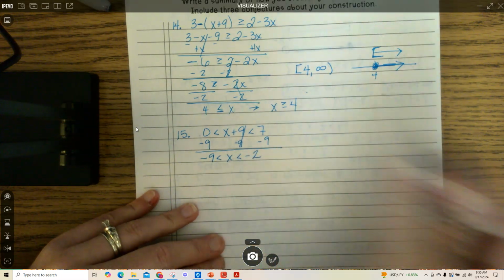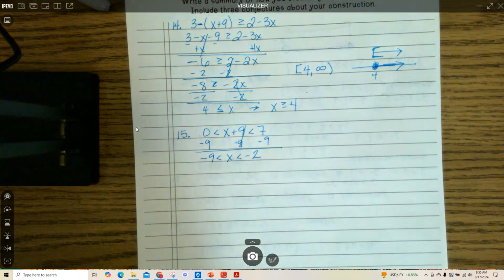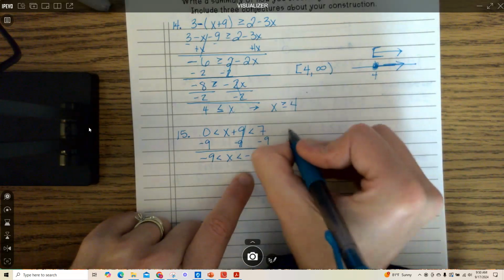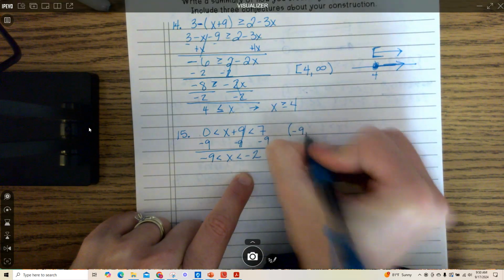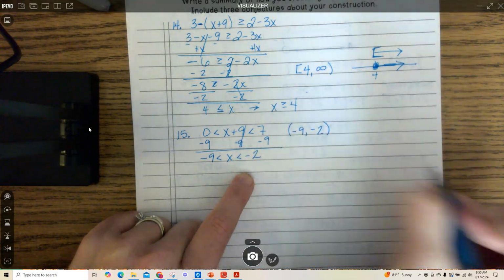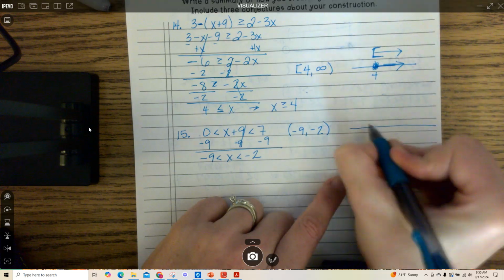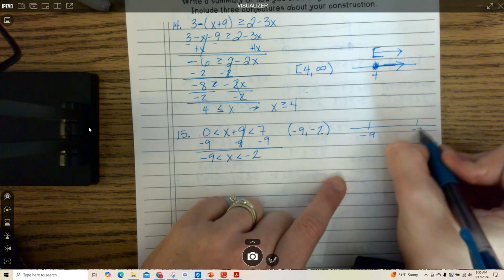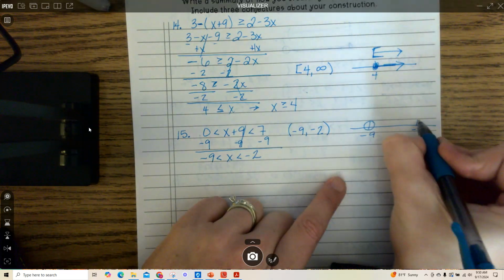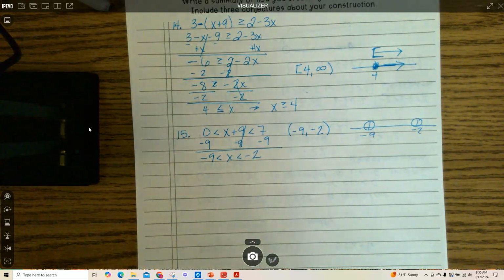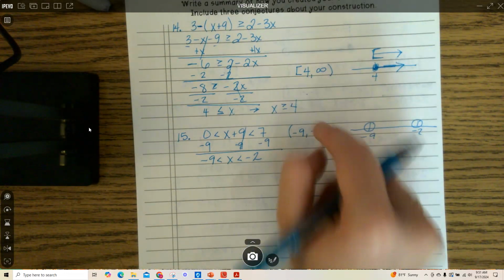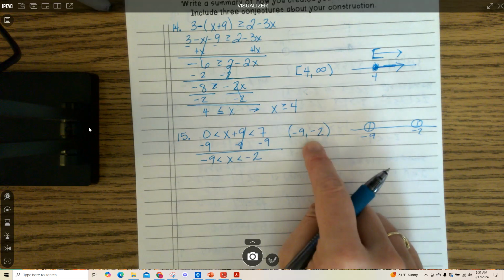It says solution set in interval notation. So hang on, let me just double check myself. So in interval notation, -9, comma -2. Does it want it on a number line? No. Solution set in interval notation. Yeah, it just wants the result. Just interval notation. Okay. So it would just be -9, comma -2.